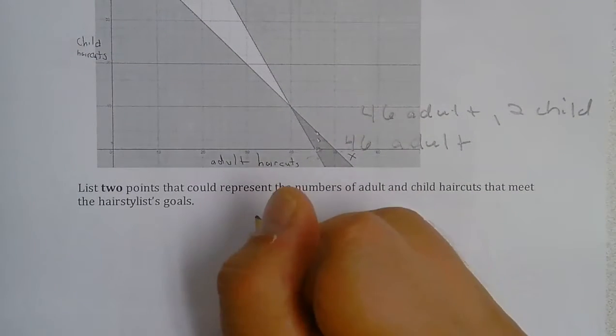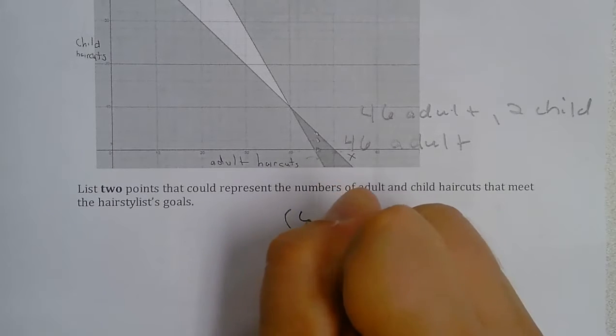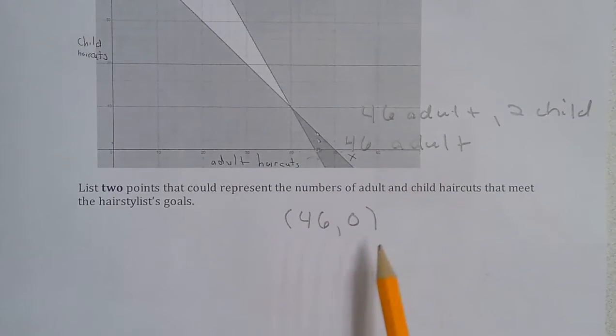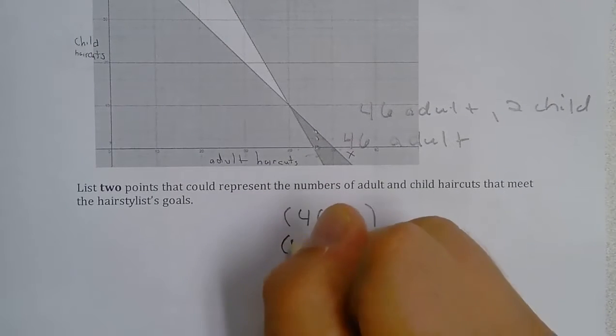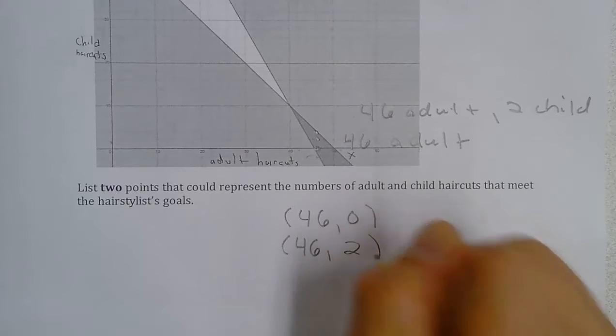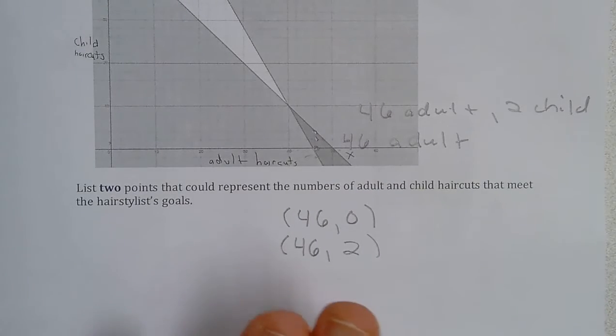So our points here that could represent them would be 46 on the x-axis and 0 on the y. And then we could also have 46 adults and 2 child haircuts.